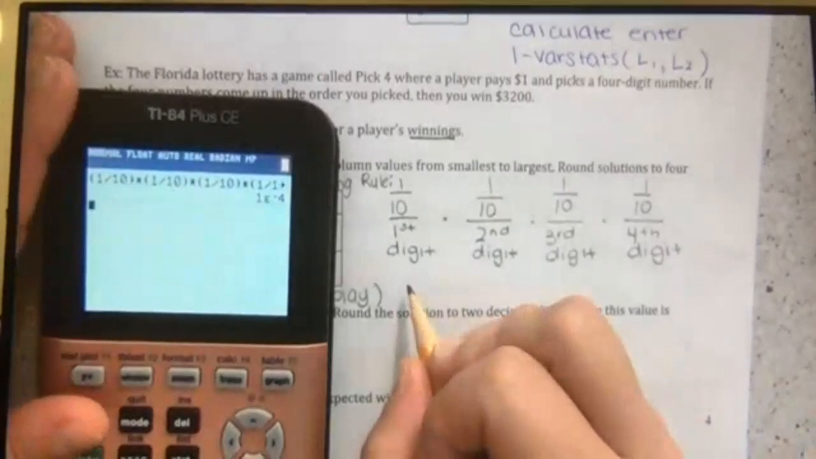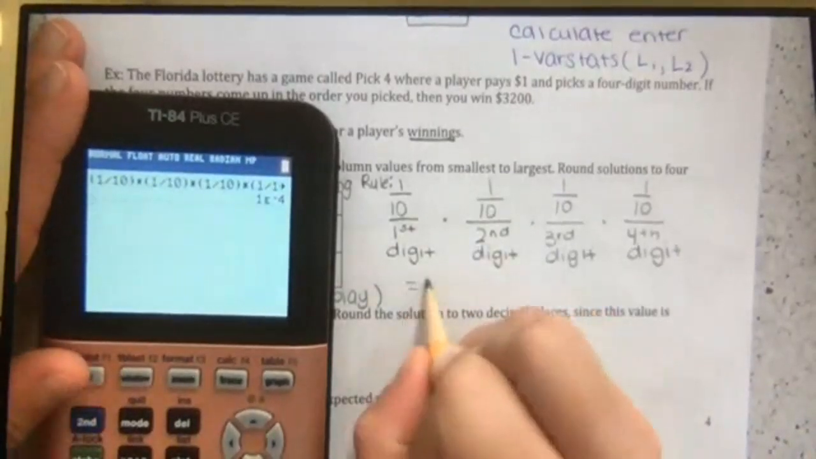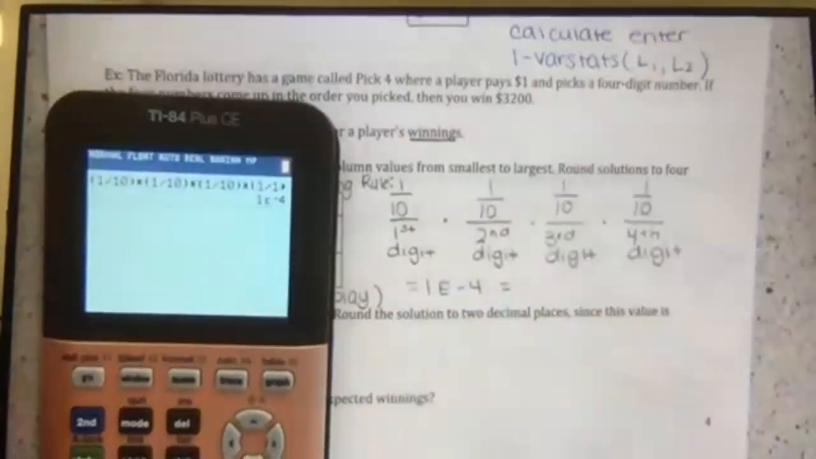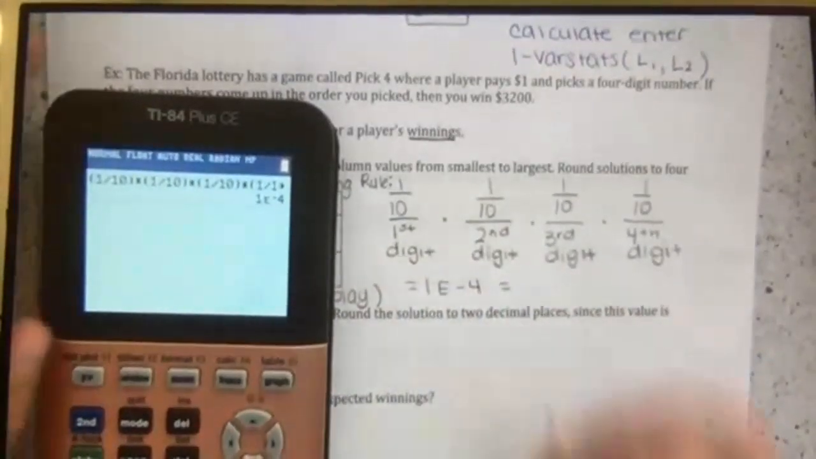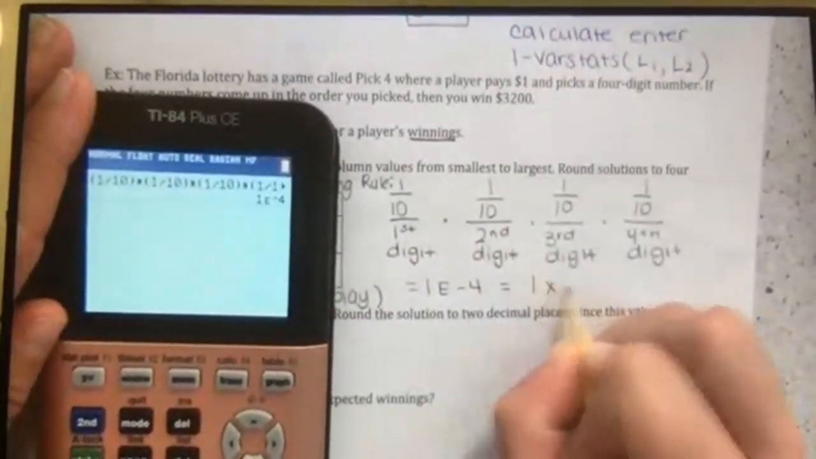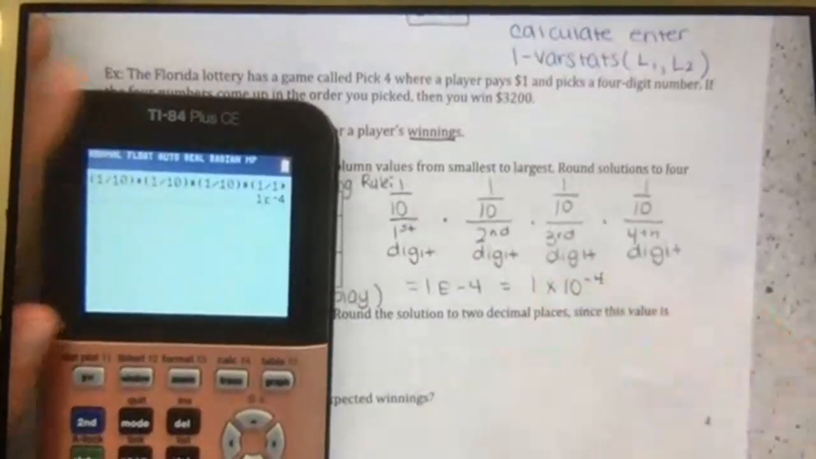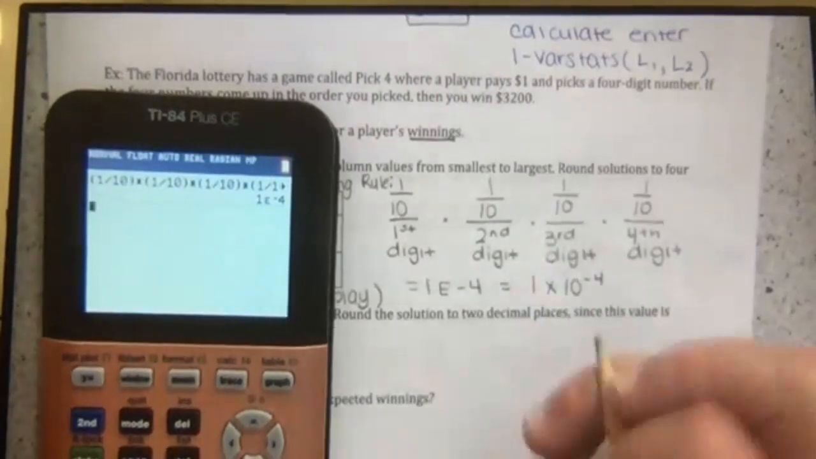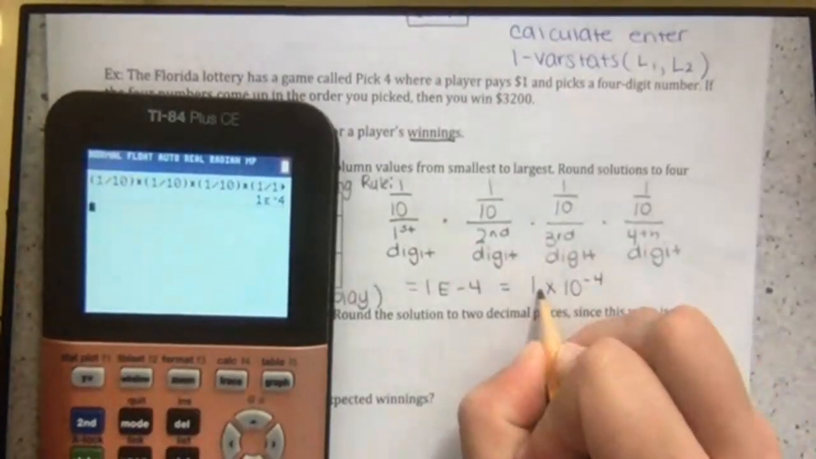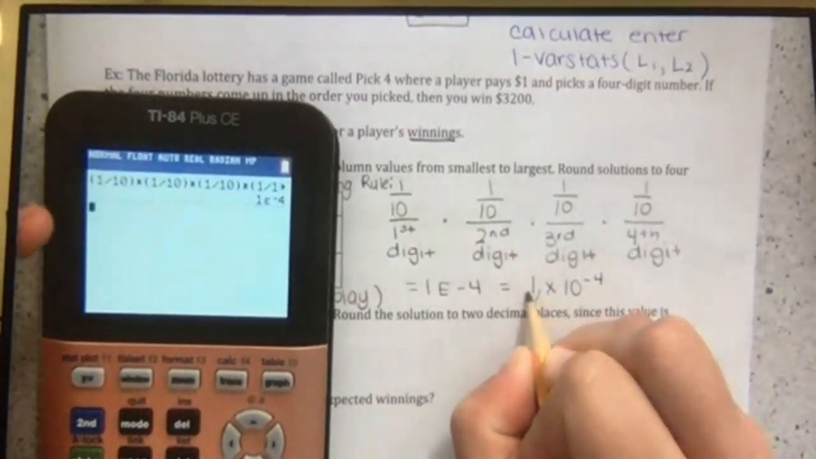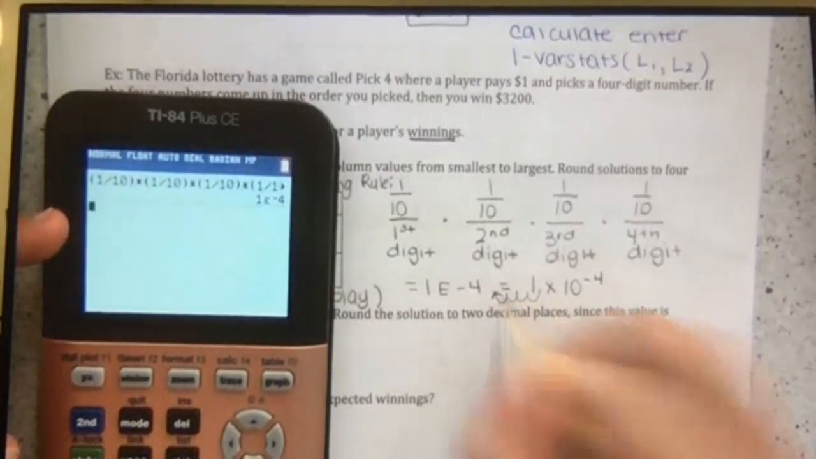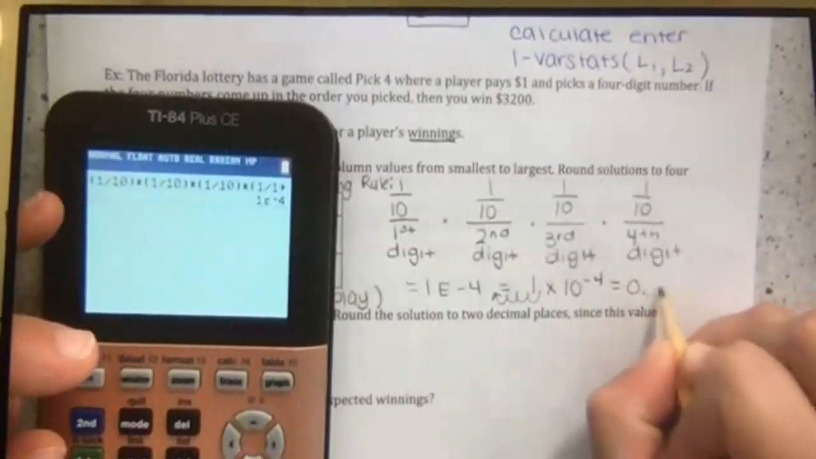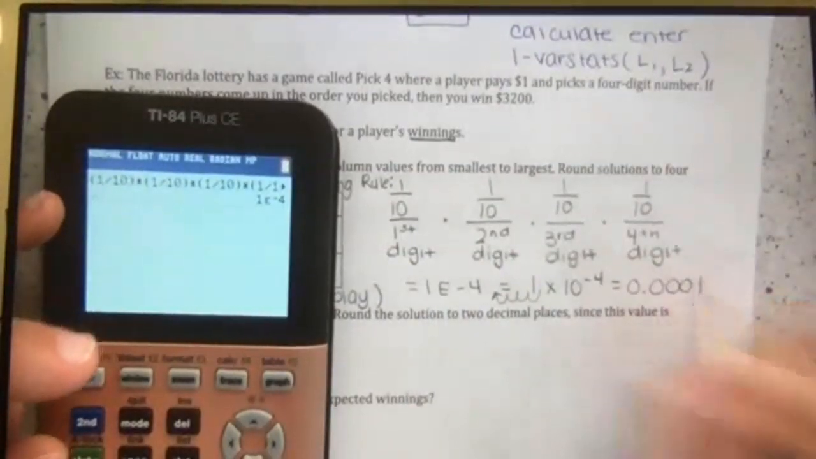And you're left over in your calculator with 1e to the negative fourth, which does not mean that you did it wrong. This is the same thing as saying 1 times 10 to the negative fourth power. So my decimal at the end has to move over 4 times to the left. So 1, 2, 3, 4, filling in all those gaps with zeros. So 0.0001.